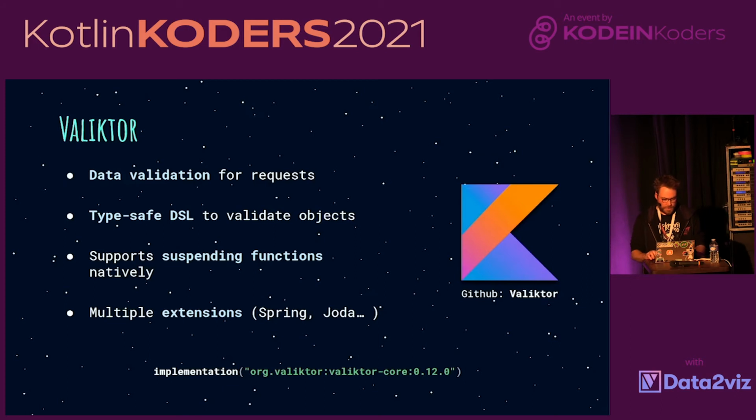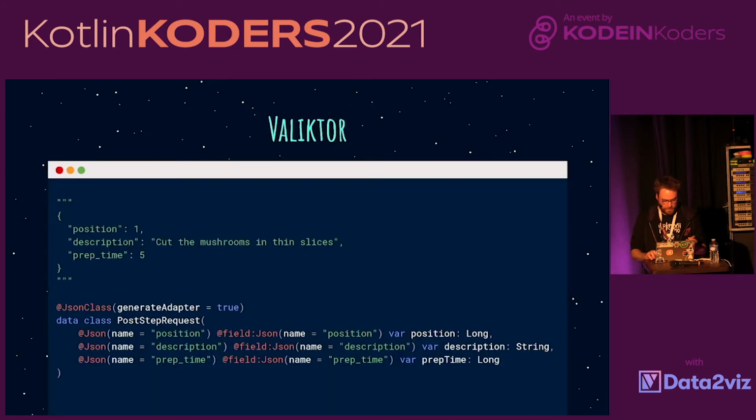Okay, so let's say I receive a new step for a recipe. This is pretty simple. I have a position, a description, which is a string, and a preparation time. So this is my object that comes from Moshi, so the deserialized request.